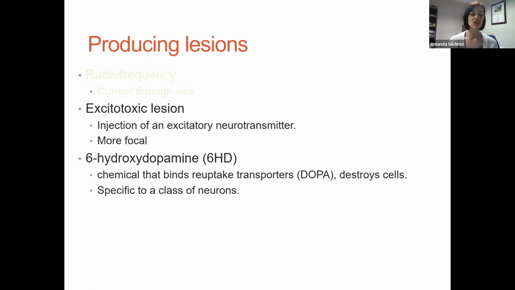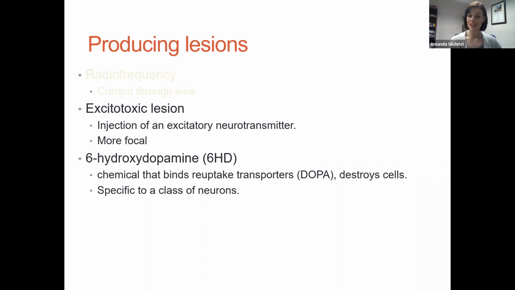So the next type of lesion that we are going to talk about is what is called an excitotoxic lesion. This is going to help you be more precise. You're going to take a very narrow tube called a cannula. You're going to inject into that cannula an excitatory amino acid neurotransmitter. This neurotransmitter is going to bind to glutamate receptors, so it's going to produce EPSPs. The brain's going to get really excited, but these EPSPs are going to be firing at such a rate that it ends up destroying the cells.